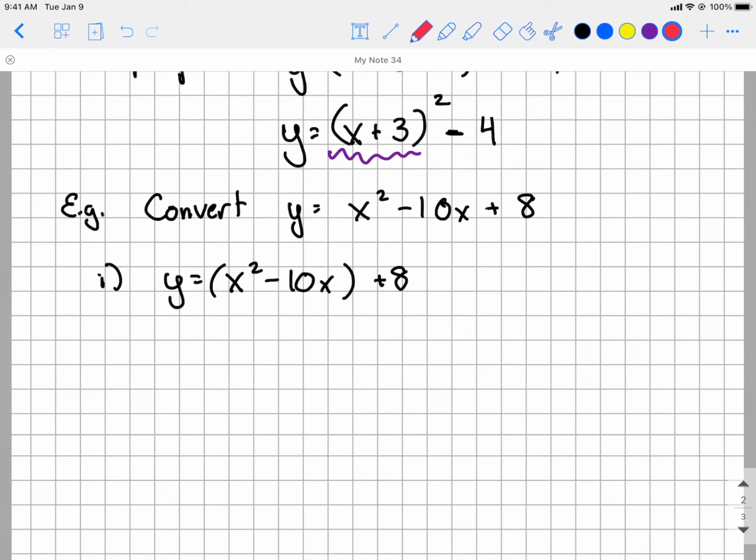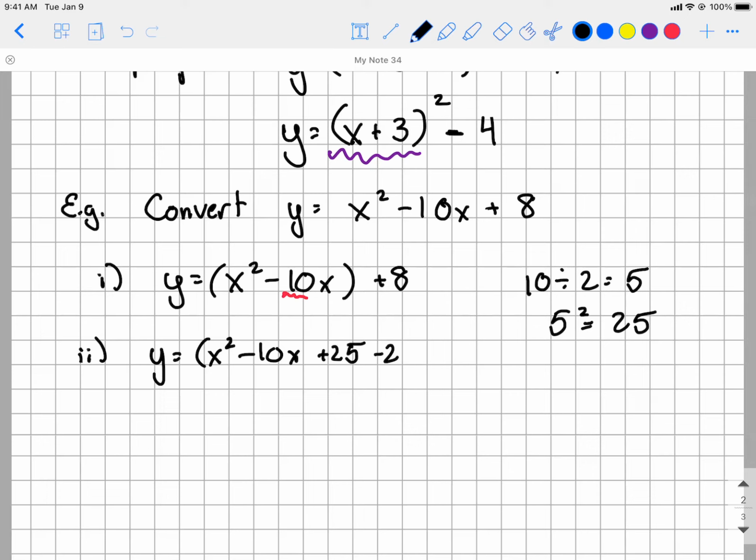And so now we take that x coefficient, which is 10. 10 divided by 2 is 5, and 5 squared is 25. So that's the number that we're going to be adding and subtracting inside of our brackets. So we've got y equals (x squared minus 10x plus 25 minus 25) plus 8.